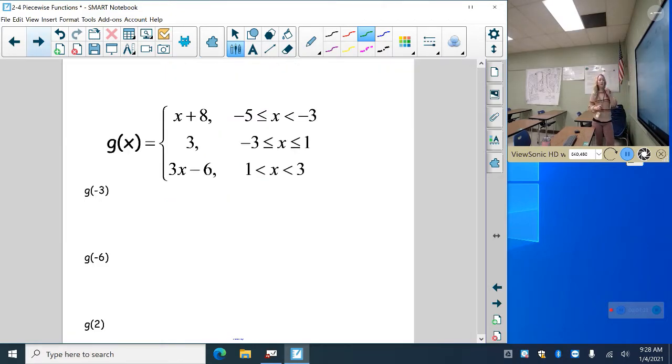We'll try one more. This one has 3 different domain values. Notice how I have 3 different parts. Since that's the case, I have to look and see where the x value fits. So g of negative 3. Where does negative 3 fit? Here's negative 3 in between negative 5 and negative 3, and it's not equal to. It can't be the first one because x would be less than negative 3, not equal to negative 3. Here, negative 3 is less than or equal to x. The reason I'm using this one is because of the equal to sign right there.